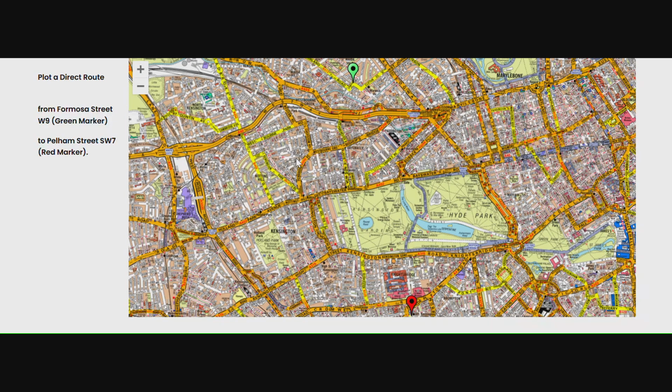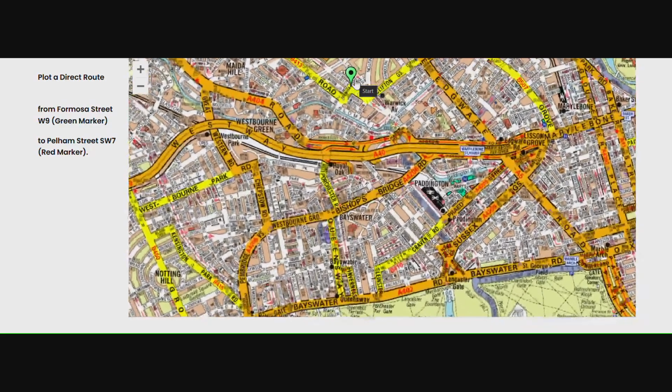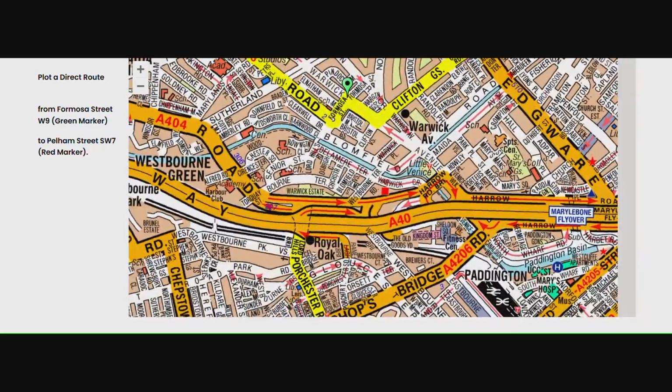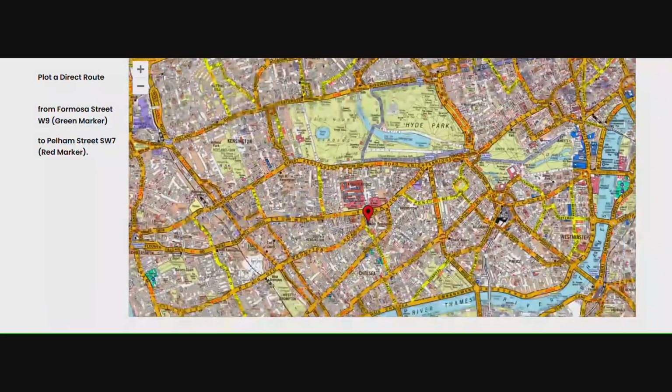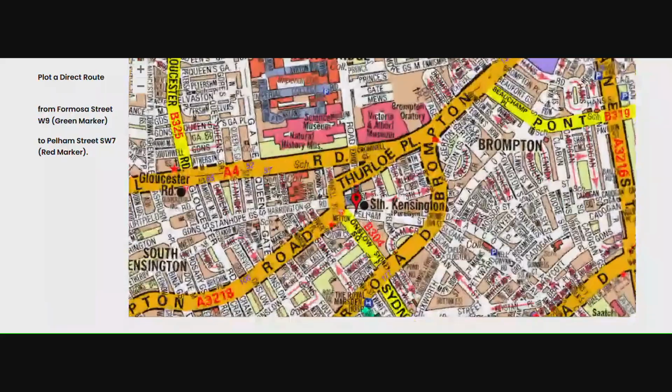So let's begin with reading the instructions. Plot a direct route from Formosa Street W9, which is our green marker right here at Formosa Street, to Pelham Street Southwest 7, which is our red marker right here.